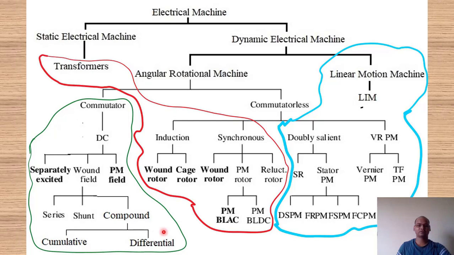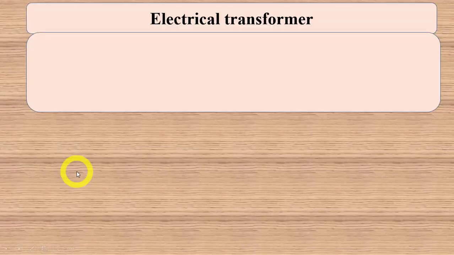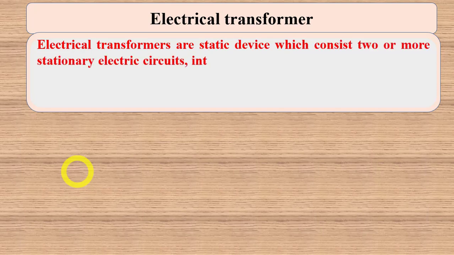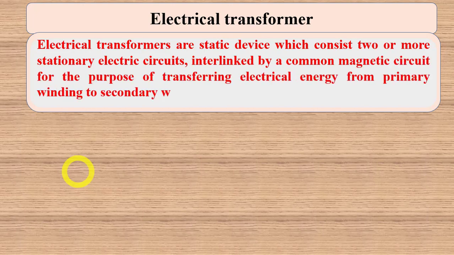Machines which are included by green color are known as DC machines, machines which are included by red color are known as AC machines, and machines which are enclosed by blue color are known as special electrical machines. Electrical transformer is a static device which consists of two or more stationary electric circuits interlinked by a common magnetic circuit for the purpose of transferring electric energy from primary winding to secondary winding.